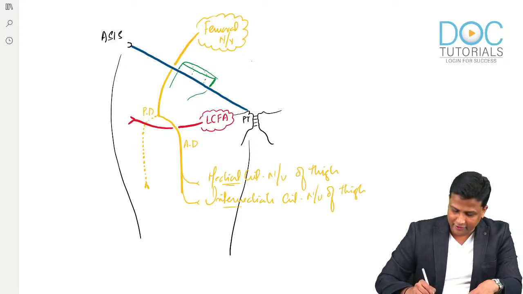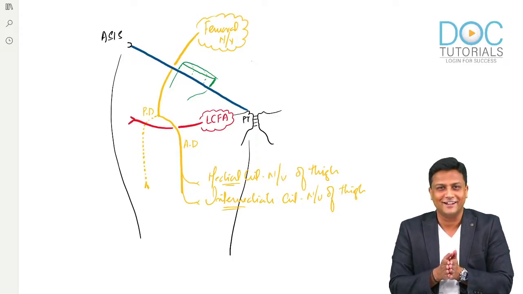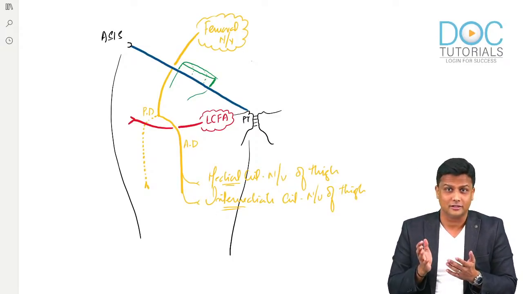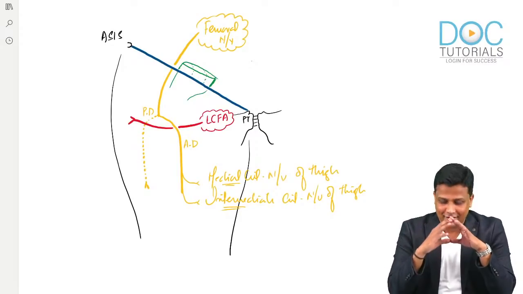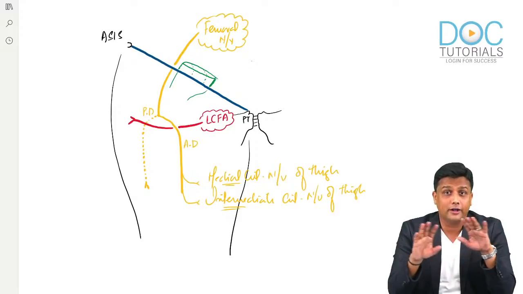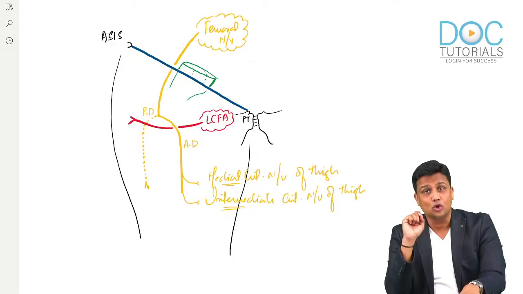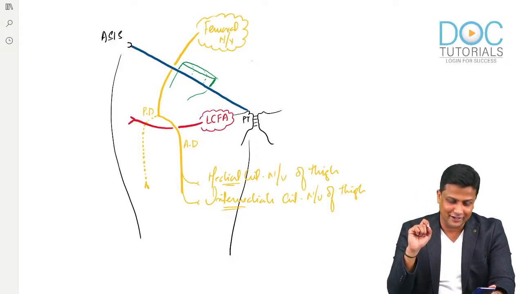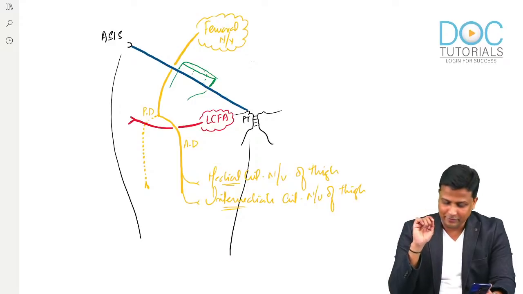Now automatically the question comes to our mind, guys: then what about the lateral one, sir? I'm done with the medial, I'm done with the intermediate, and then what about the lateral cutaneous nerve of the thigh? Now remember, first point here, my dear friends, the lateral cutaneous nerve of the thigh is not a branch of the femoral nerve. First point to keep in mind. Yes, it is not a branch of the femoral nerve.